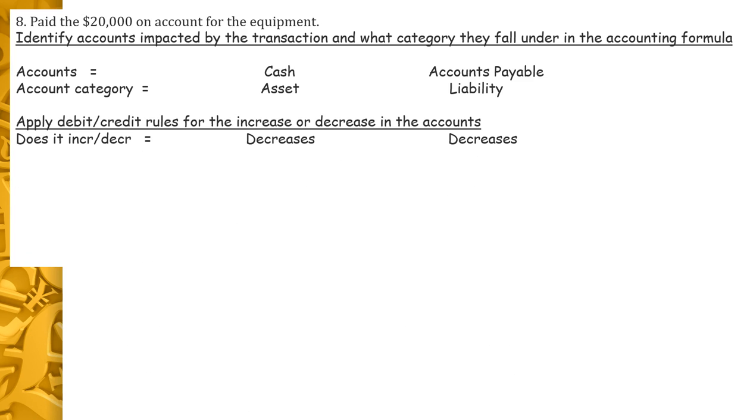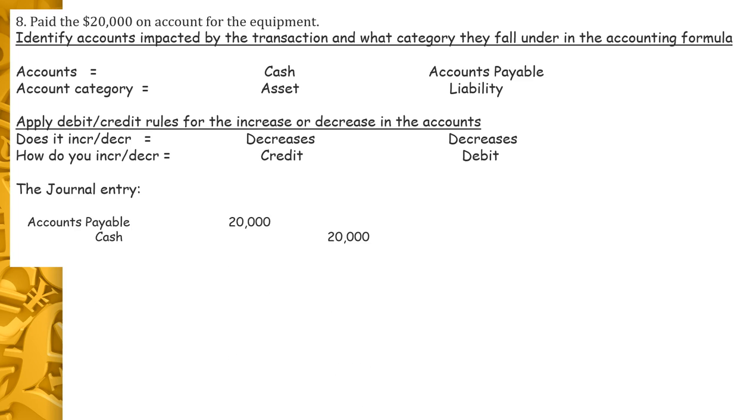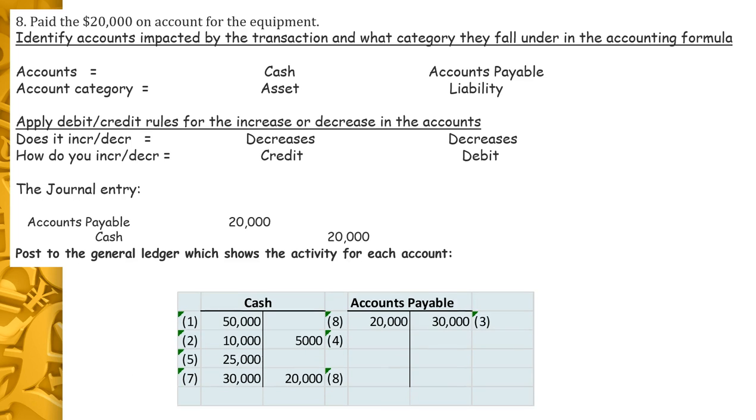So we're going to decrease cash and decrease accounts payable. Cash is a credit. When we decrease a liability, it's a debit. And there's our journal entry. And now we can post it. And now we only owe $10,000 instead of the $30,000 original because we paid $20,000, and that's how we could tell by going to that account.